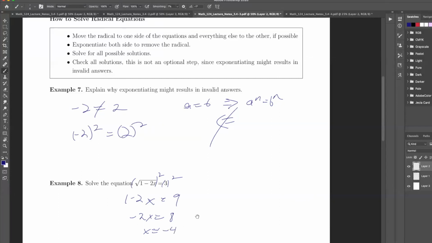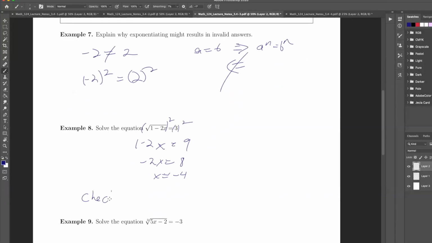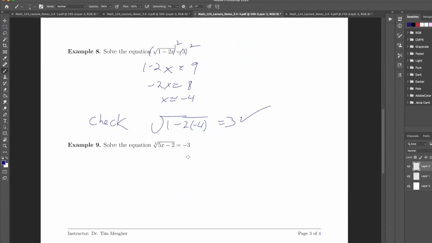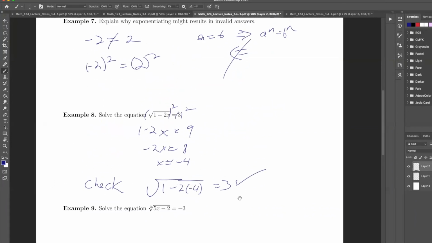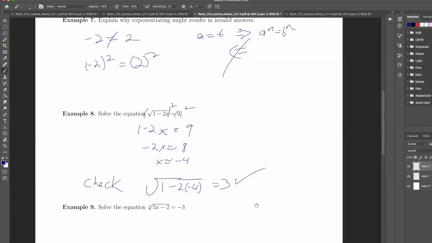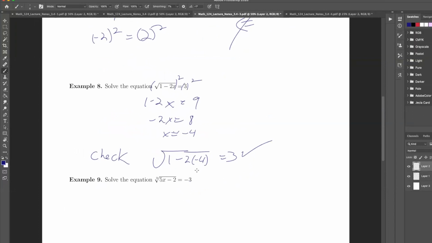And then here we need to check it. So the square root of 1 minus 2 times minus 4, is that equal to 3? Well, this is negative 2 times negative 4, so that's positive 8. So 1 plus 8 is 9. Square root of 9 is 3. Yes, we're good to go. So this one works. We can do the same thing with cubic roots. With cubic roots, we may not run into this problem as much because cubic roots allow negatives.